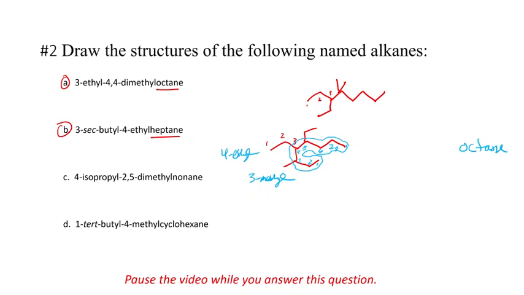4-ethyl, using this numbering system for the octane, and a 5-ethyl. And E comes before M, so this is a 4,5-diethyl 3-methyl octane. Right? Alternative name, a better name actually.